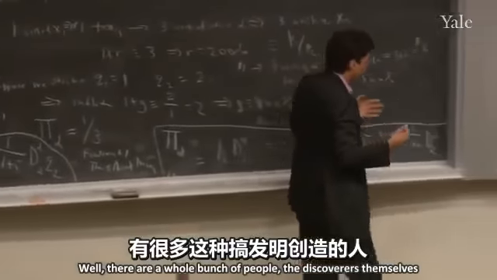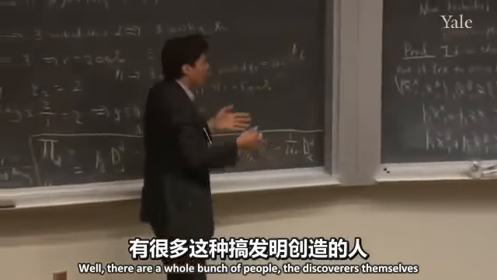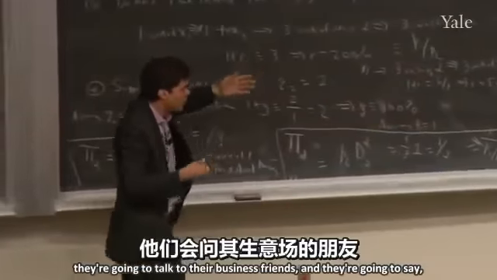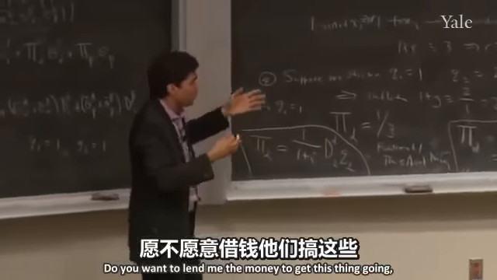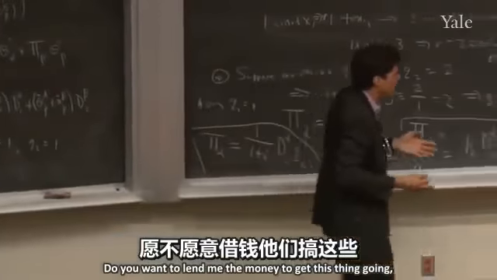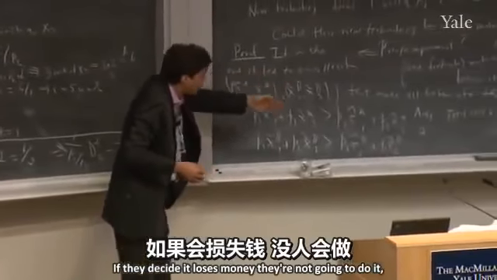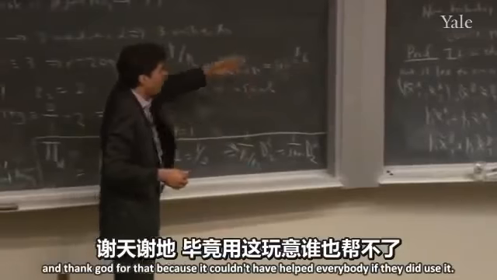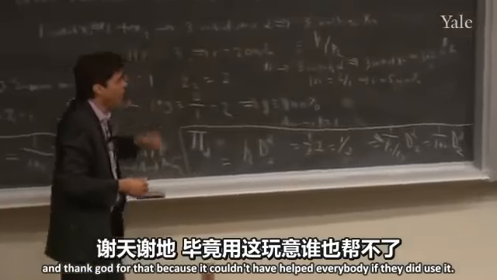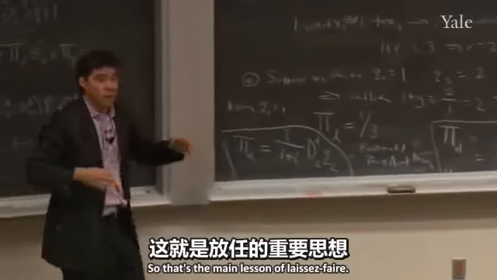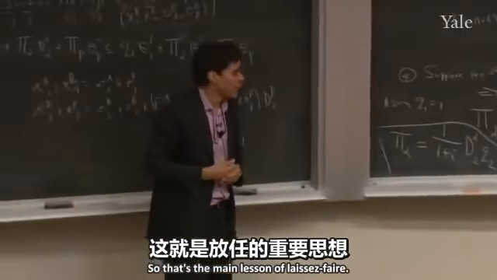Is it something we need to read about in the papers and use? Well, there are a whole bunch of people, the discoverers themselves. They're going to talk to their business friends and say, do you want to lend me the money to get this thing going? And all of them are going to do this profit calculation. If they decide it loses money, they're not going to do it. And thank God for that, because it couldn't have helped everybody if they did use it. So that's the main lesson of laissez-faire.